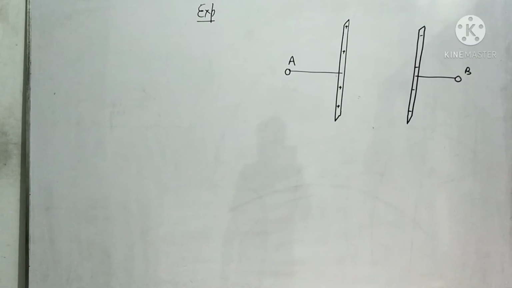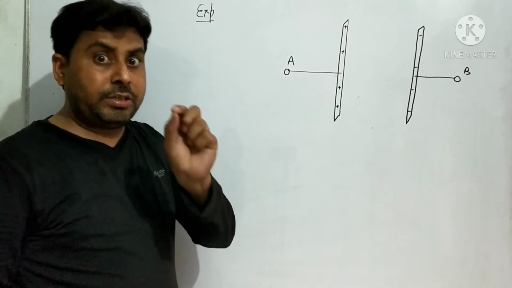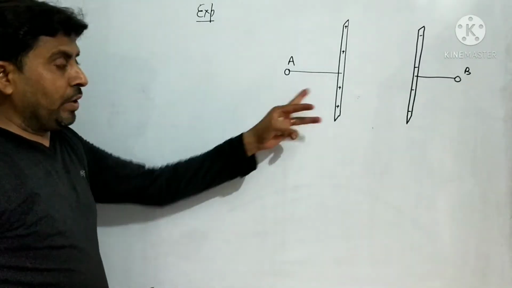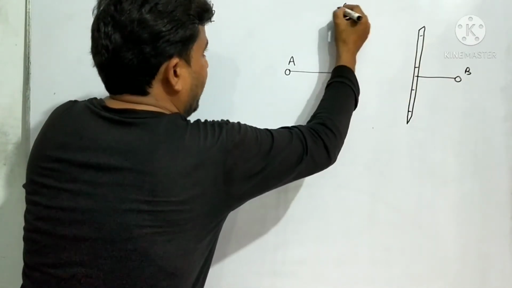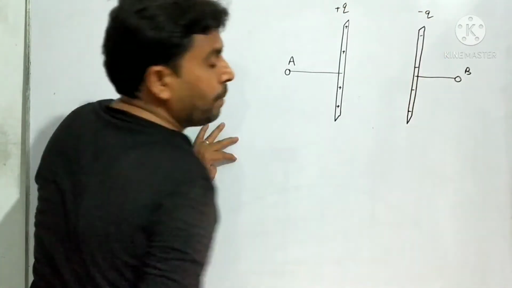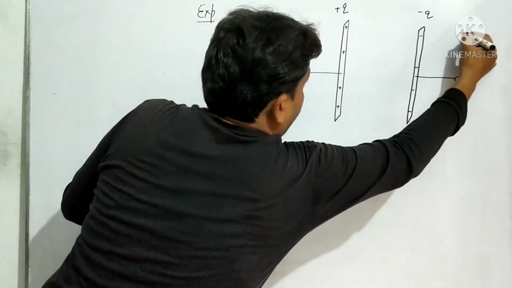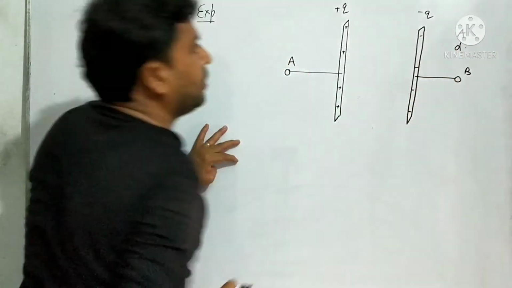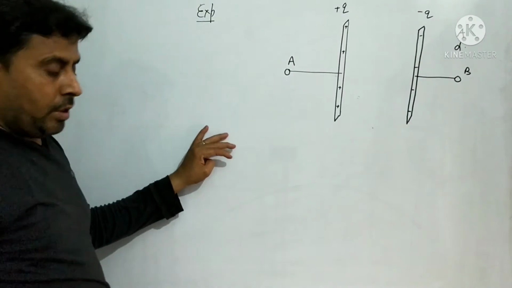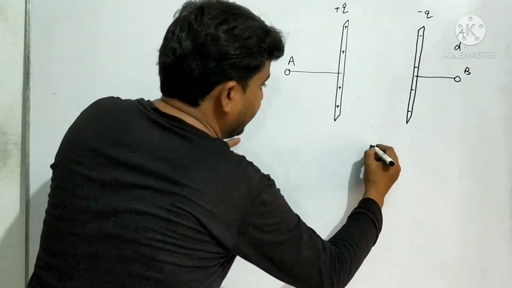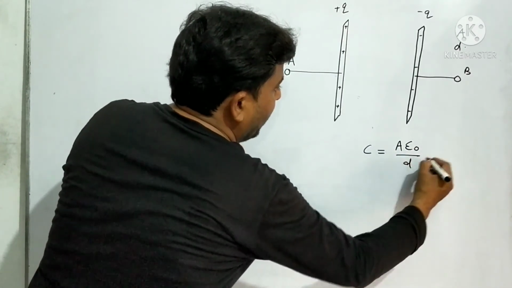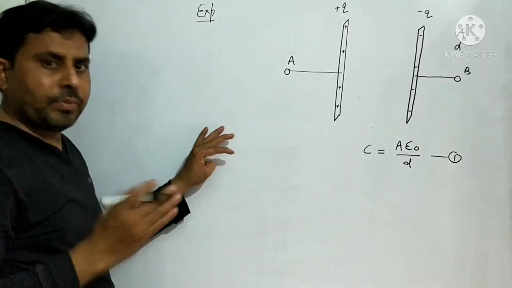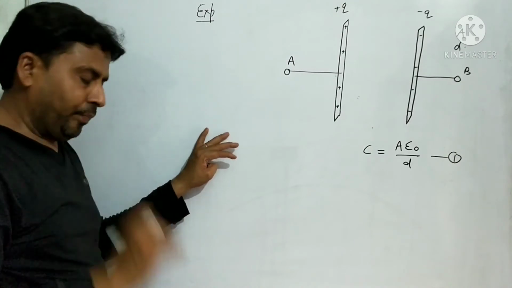I will take one example that is asked in the CBSE exam. Suppose a parallel plate capacitor has charge plus Q here and minus Q here, plate area A, distance D. Is it clear? Now the capacitance of such a capacitor is C equal to A epsilon naught over D, the simple parallel plate capacitor formula.